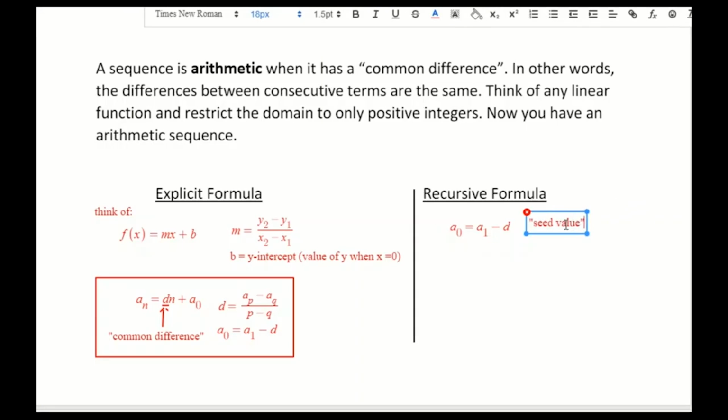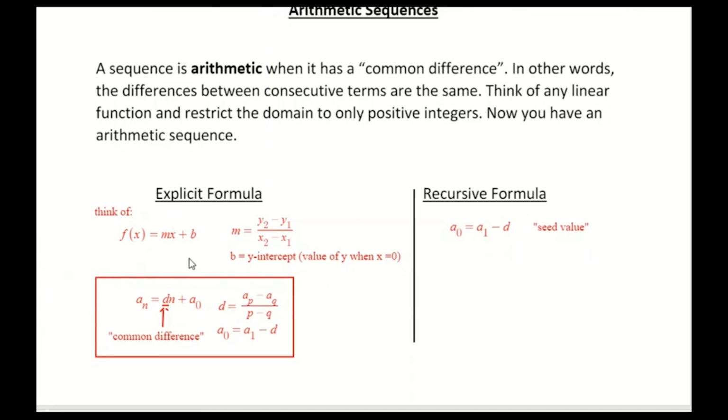Okay, not really part of the sequence, but it kickstarts the sequence. And then to the way that we're going to write the recursive equation. Now think about what's going on in an arithmetic sequence or a linear function. So in a linear function, you usually think about the slope as being like the amount that you're adding for every unit increase in x, your rate of change.